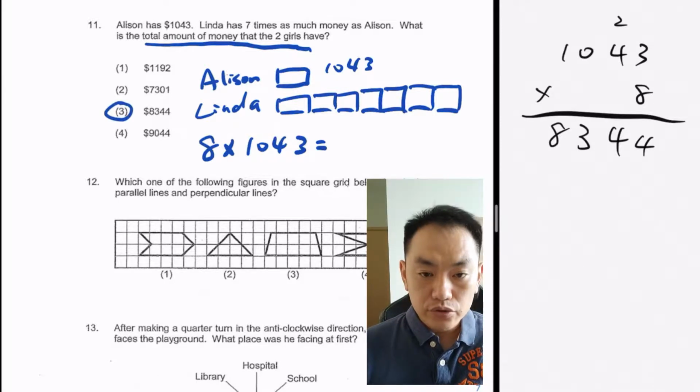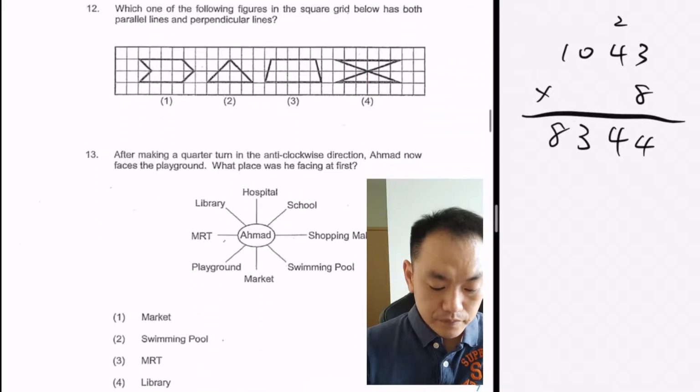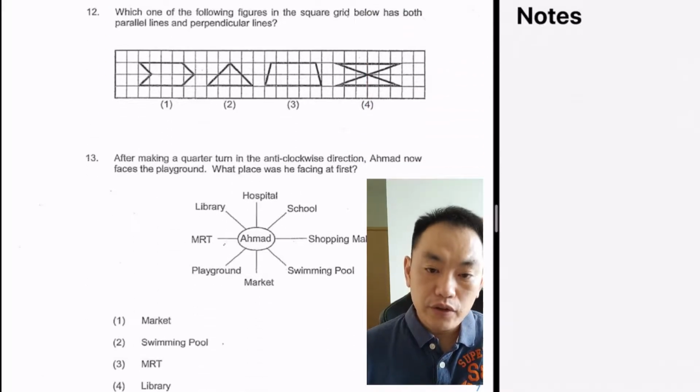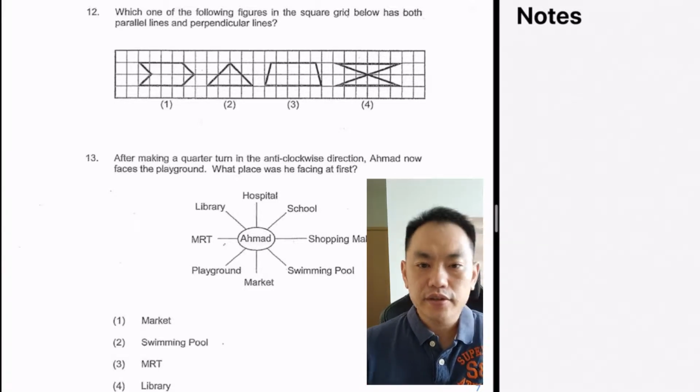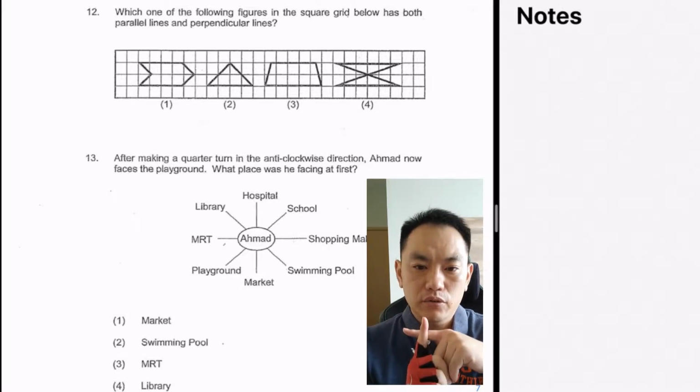Okay, let's move on to question 12. Which one of the following figures in the square grid below has both parallel lines and perpendicular lines? Okay, so parallel lines means 2 lines always have the same distance to each other, and perpendicular lines means the 2 lines make up right angles.